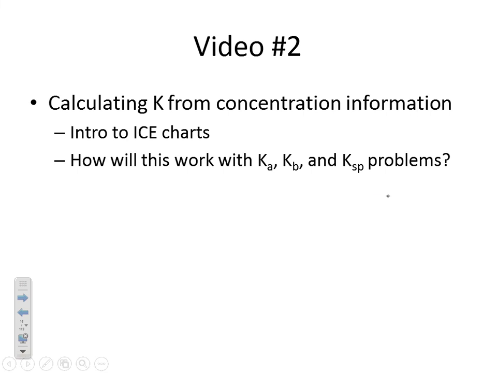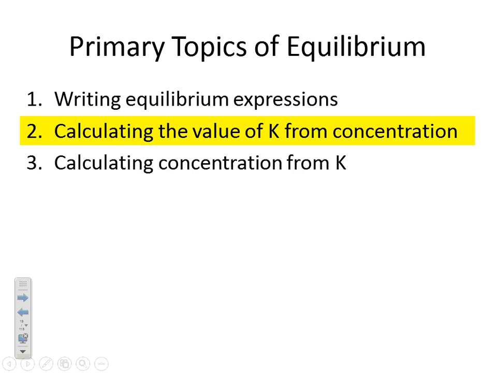All right, welcome. This is the second of the equilibrium videos. In this video, I'm going to be talking about calculating K from concentration information, and in that context, I'm going to be introducing you to something called an ICE chart, and then we'll look at how we can do this type of problem when we have Ka, Kb, and Ksp problems, so that hopefully you realize that there's definitely a pattern here, and we're essentially doing the same thing in these different types of situations.